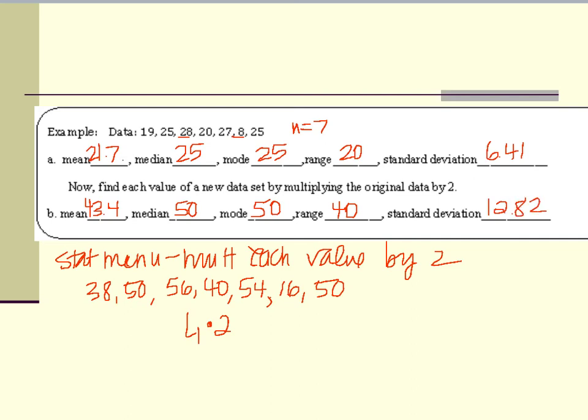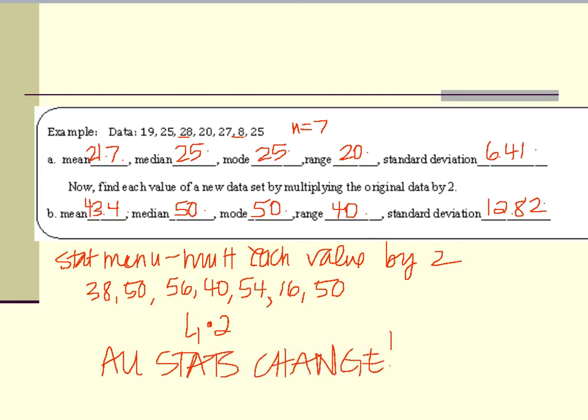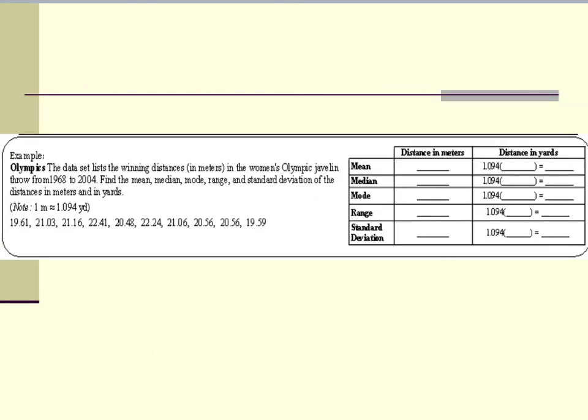If you do 21.7 times 2, you get 43.4. If you take 25 times 2, you get 50. If you take 20 times 2, you get 40. And 6.41 times 2 is 12.82. So again, here's what you notice. All stats change. So when you're multiplying, and again, don't forget, when you're multiplying by a positive, all of your statistics will also get multiplied by that positive number.